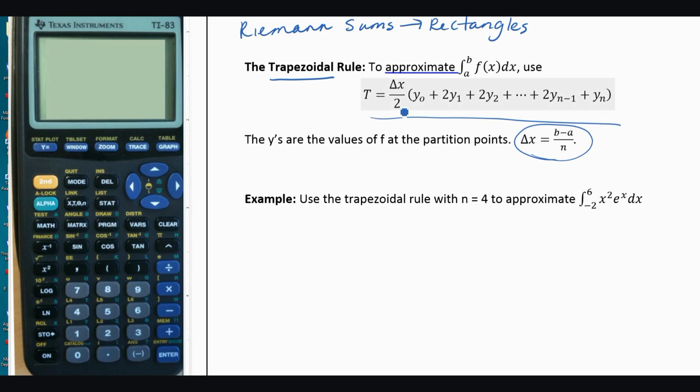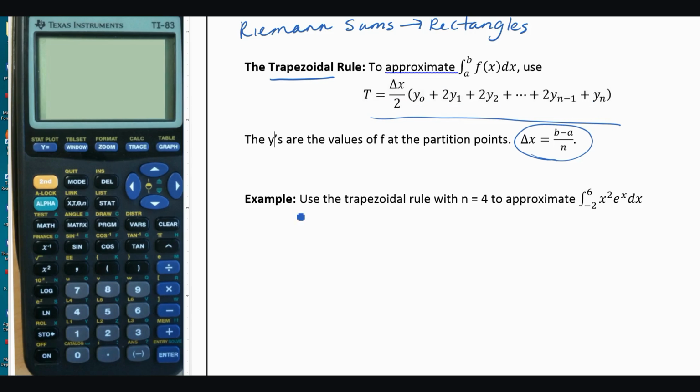Then you're going to take each of the endpoints of what were the bases of your rectangles, and you're going to plug them into your function. And you're just going to take what you got plugged into your function, plus 2 times the second one, plus 2 times the third, all the way up, and then 2 times the second to last one, but then just plus the last one when you plug it in.